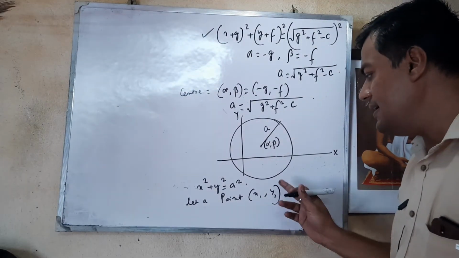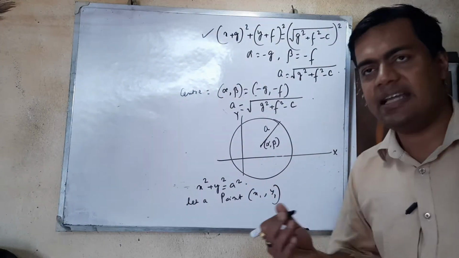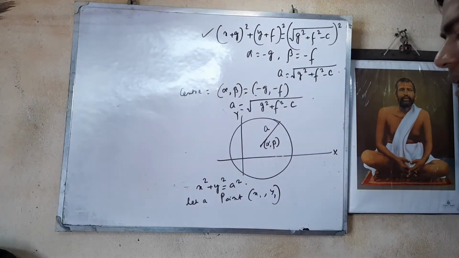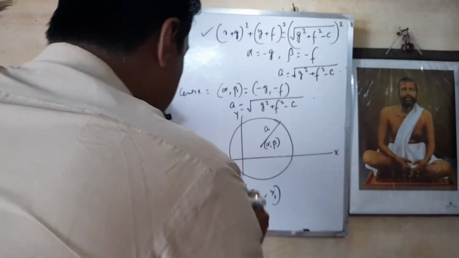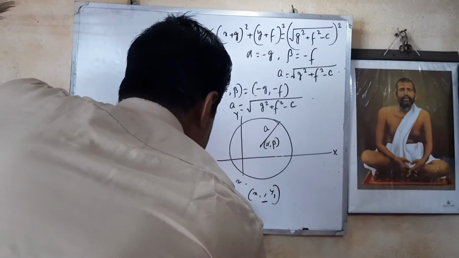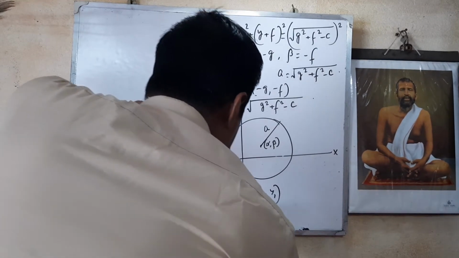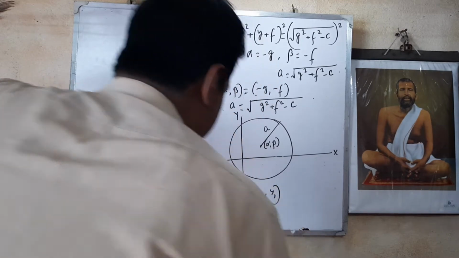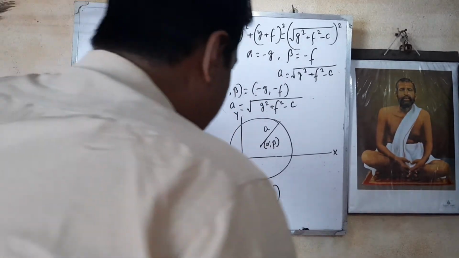And similarly, if the distance of this point measured from the center of the circle is greater than the radius of the circle, then it will be outside the circle. So the distance of that point from the center is simply x1 square plus y1 square. If it is less than the radius, then the point lies inside the circle.